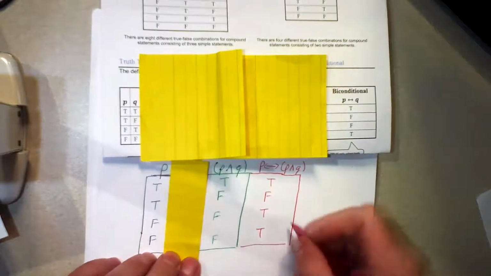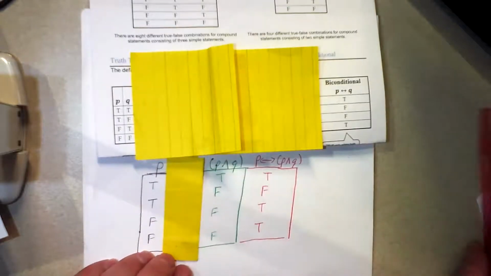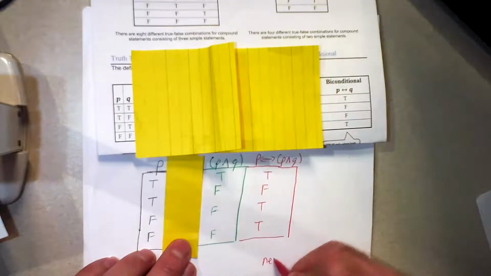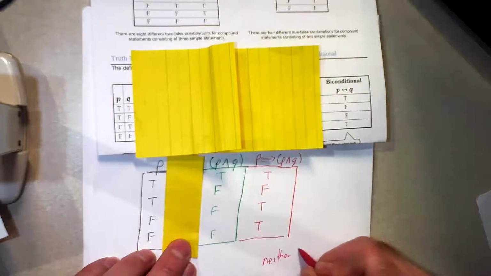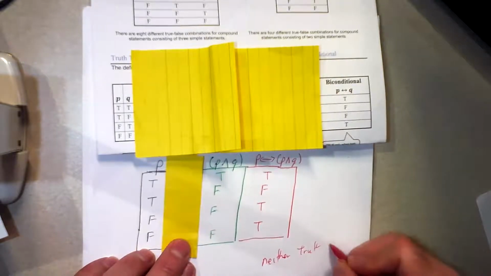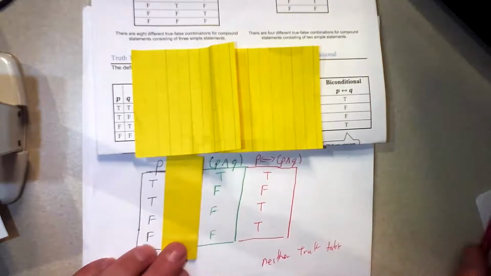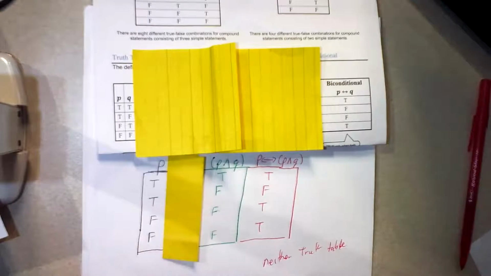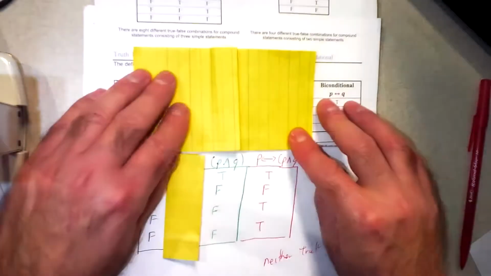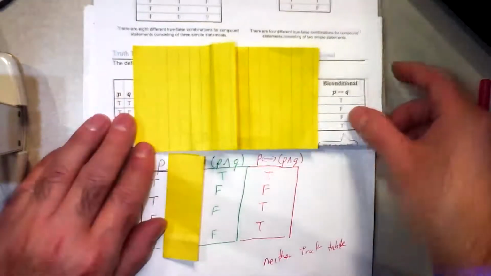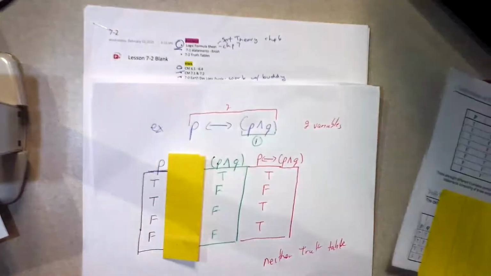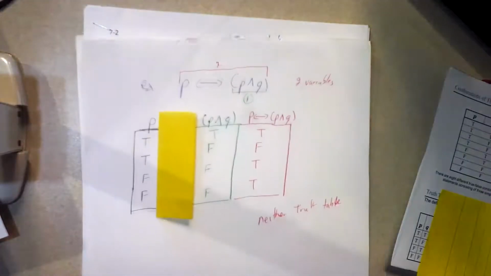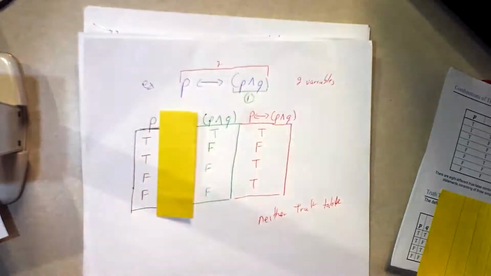Oh, all right. So here are my results. They're not all the same. So this one would be a neither truth table. It's neither a tautology nor a self-contradiction. It is a neither. And so there you go. That's the truth table for that.